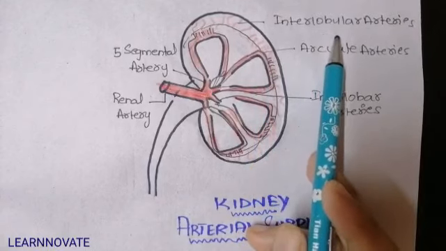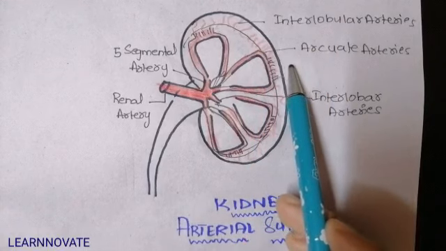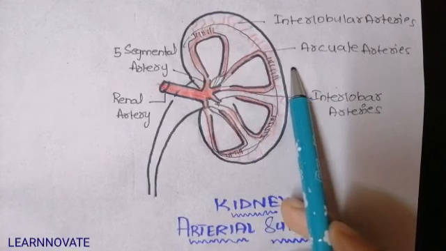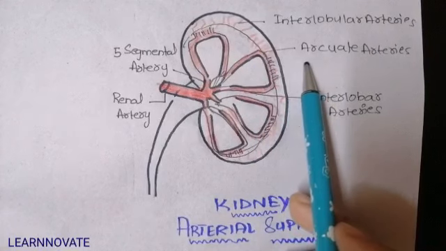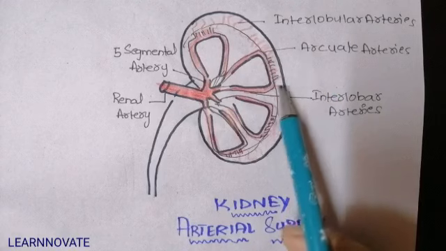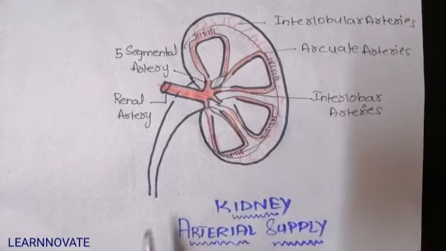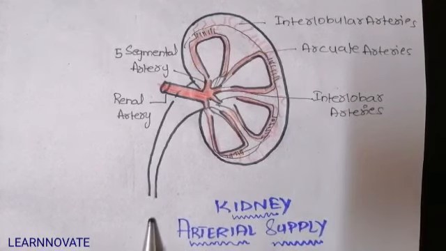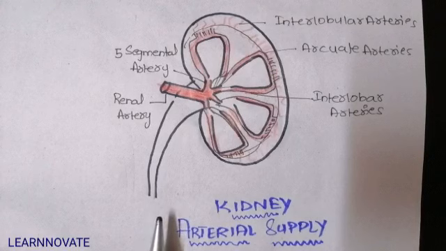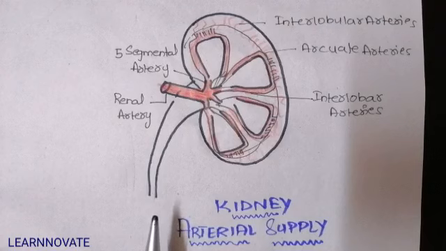From the interlobular arteries, an afferent arteriole arises, and that afferent arteriole supplies the glomerulus of the renal corpuscle. From the glomerulus, the efferent arteriole arises and gives rise to the peritubular capillaries. That drains into the renal vein ultimately. So the venous drainage is from the renal vein, and the renal vein enters the inferior vena cava. So you can see the final drainage of the renal vein is into the inferior vena cava.